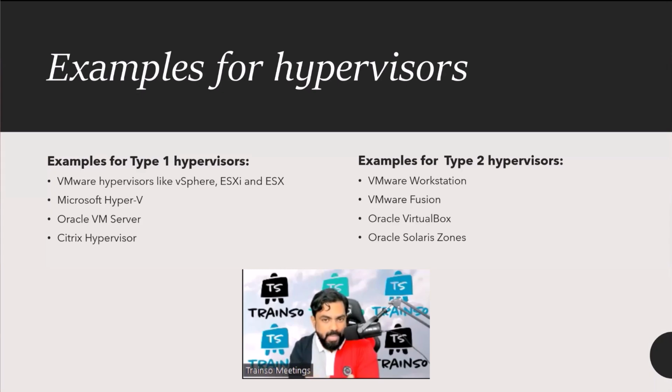In summary, you have type 1, which means you have to first have it before installing your virtual machines. Type 2 is mostly for testing, learning, development, and all those purposes, where you already have a machine with the operating system, and then you need another virtual machine for some other purpose.